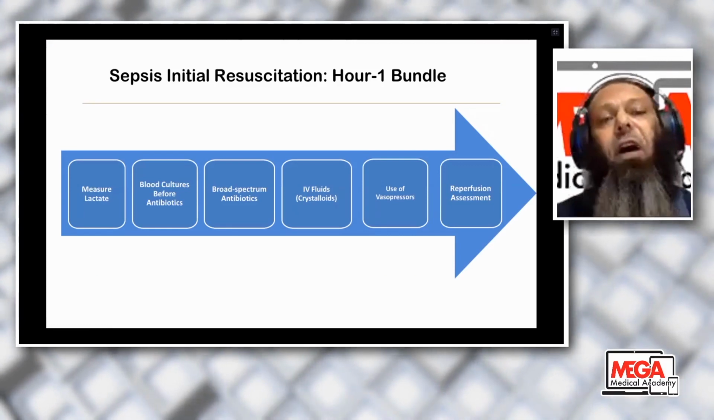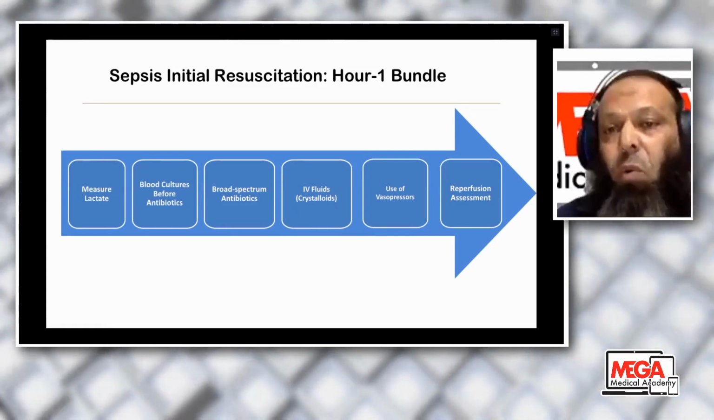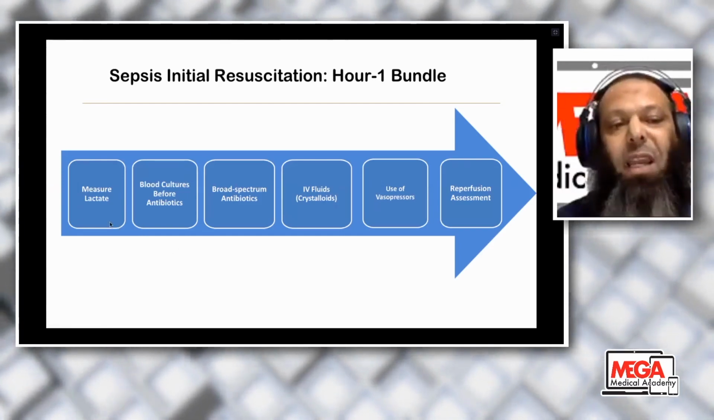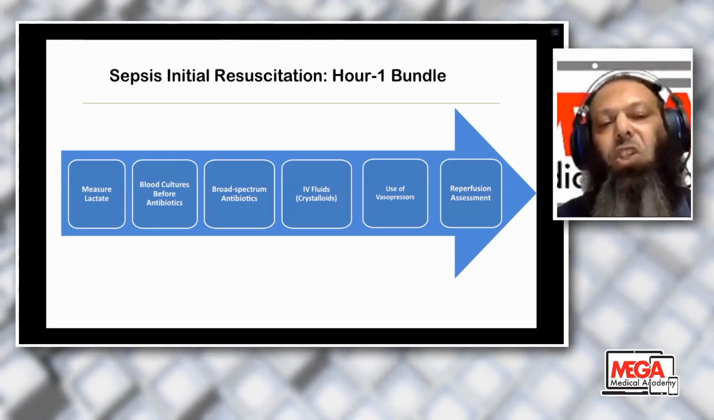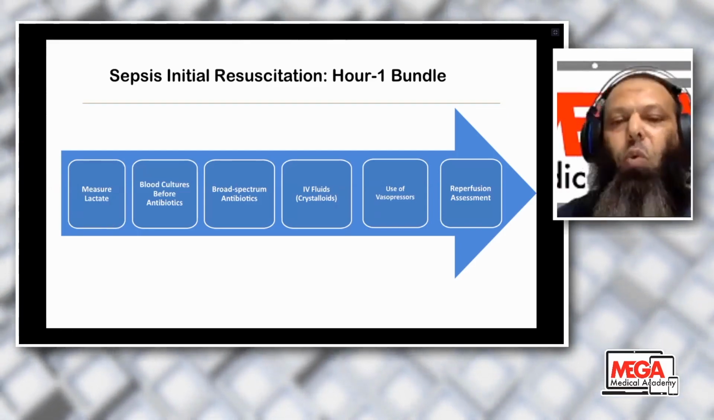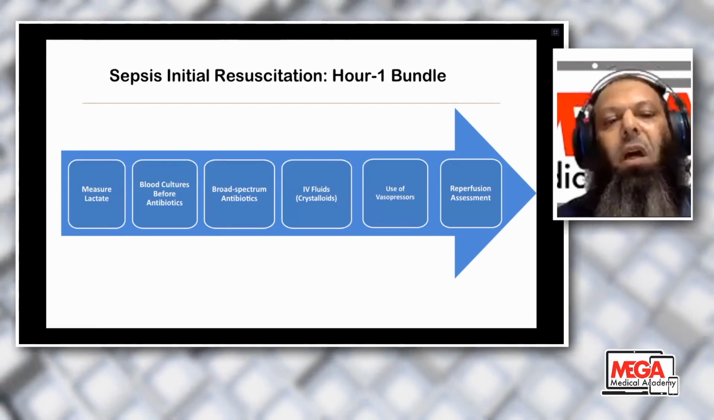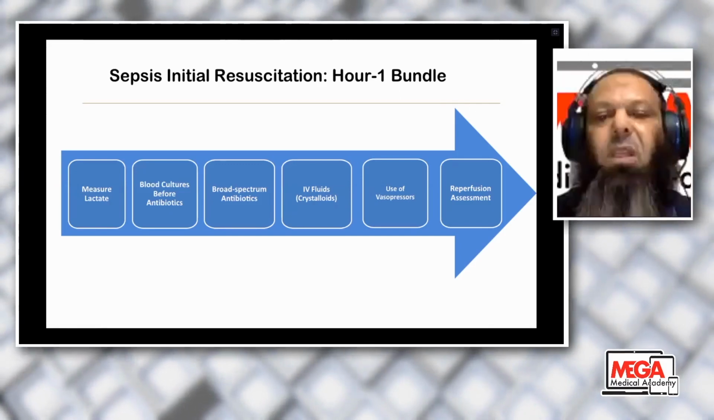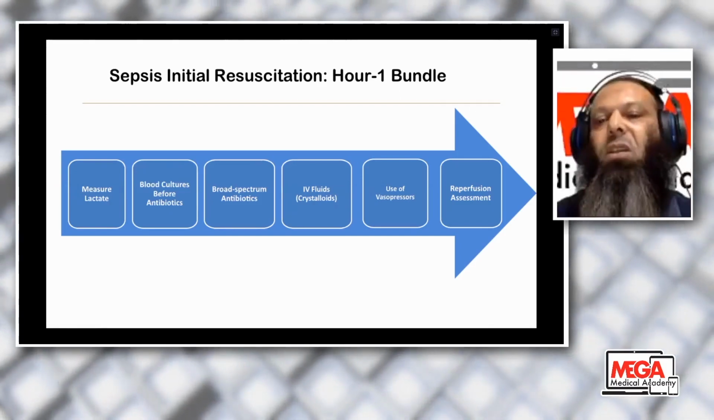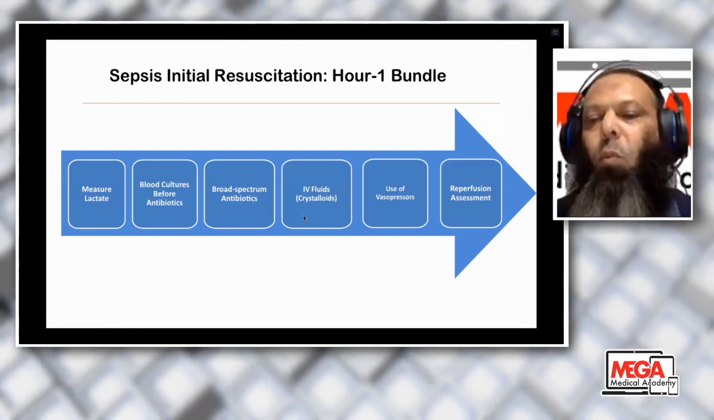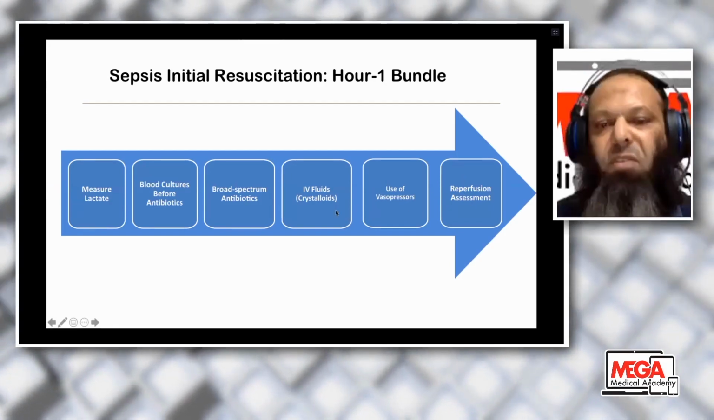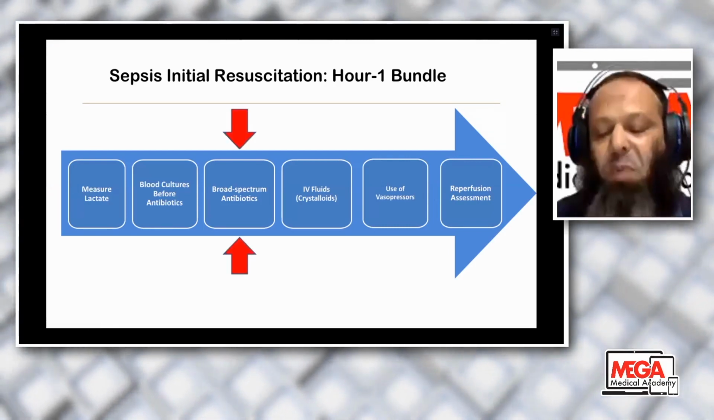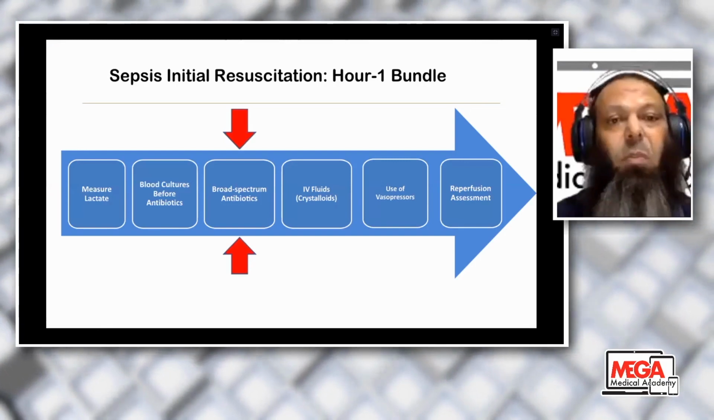If I highlight the initial resuscitation hour 1 bundle, as Dr. Hisham said, I will not go through all components, but just to highlight those 5 components, it's a bundle. You should not ignore one. You should use it as a bundle. So: measuring lactate, blood cultures before the antibiotics, giving the broad spectrum antibiotics, giving the IV crystalloids when indicated, use of vasopressors when indicated, and end up with reperfusion assessment, which is very important. My core talk tonight is about the broad spectrum antibiotics in sepsis and septic shock.